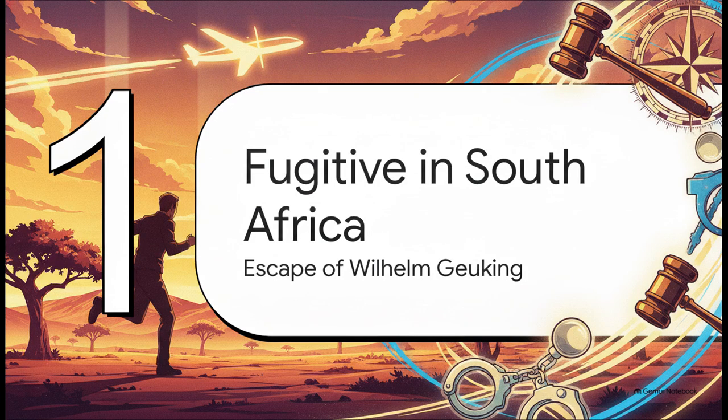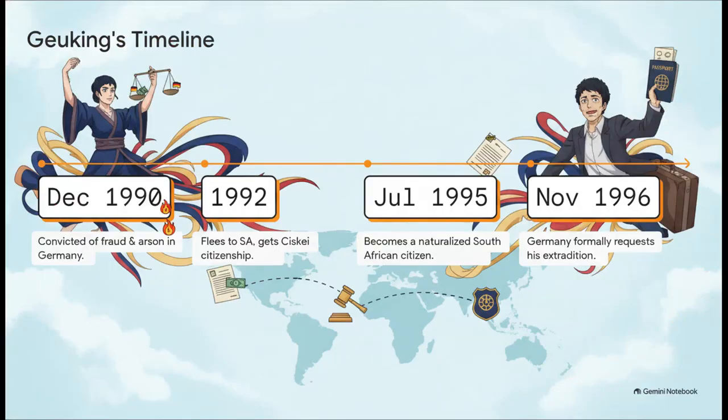Section 1. A fugitive in South Africa. The escape of Wilhelm Geuking. So we first need to understand exactly who Wilhelm Geuking is, and why on earth he thought he had successfully outrun his criminal past. Back in December 1990, a court in Germany convicted him of fraud and arson. They sentenced him to 2 years and 9 months in prison. Well, he lost his appeal in 1991 and immediately fled to South Africa.